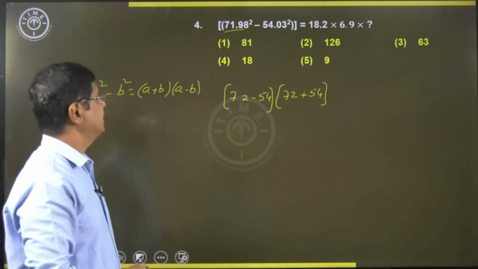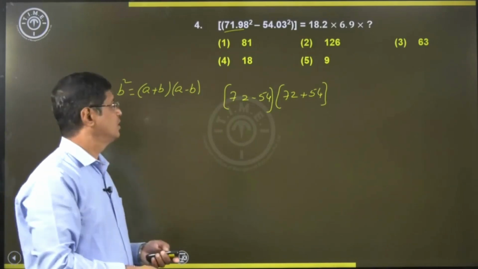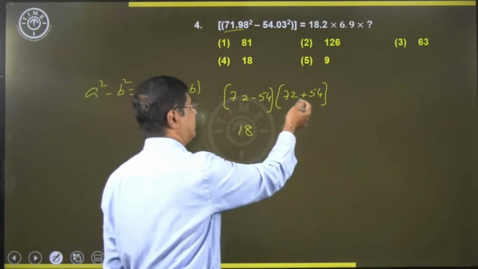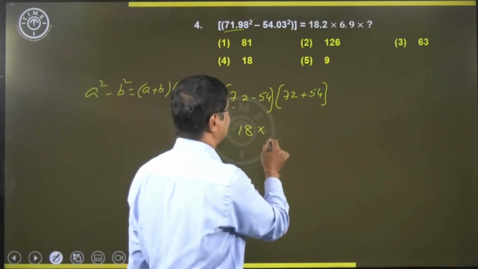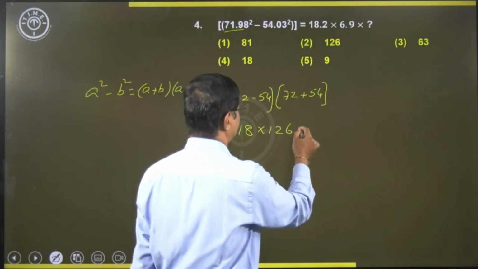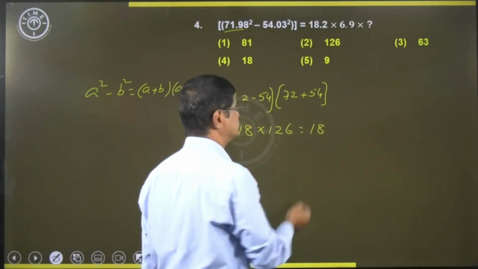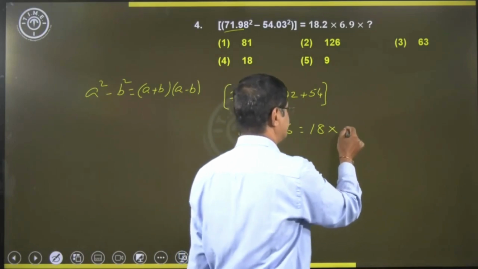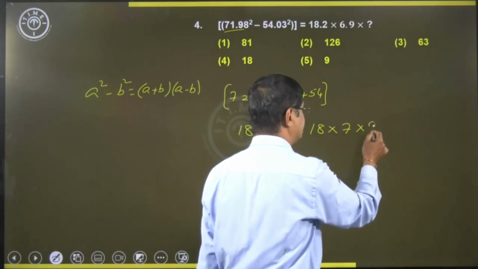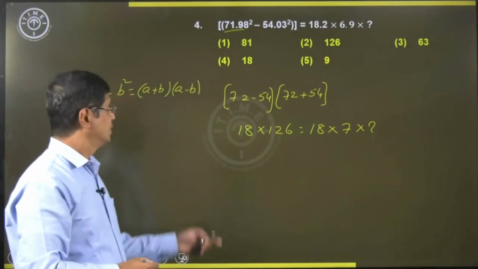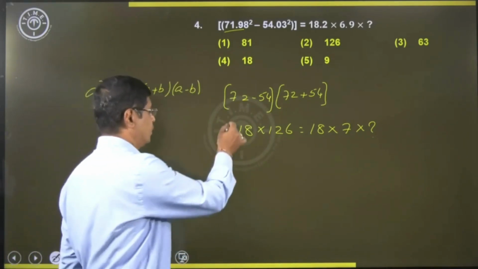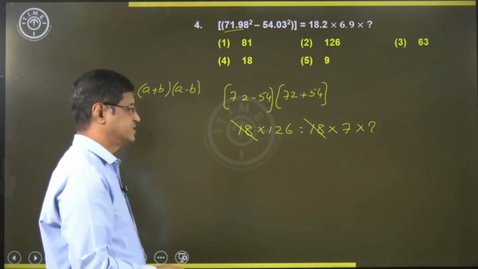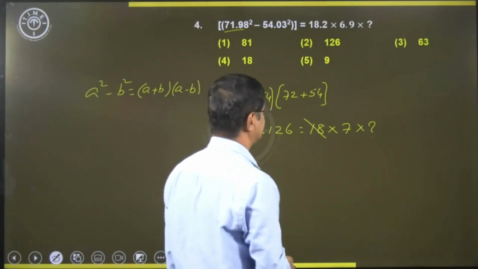71.98 square means 72 square approximately. So 72 minus 54. How much is the difference here? 18. By adding these two values, we get 126, which is equal to 18.2, which is close to 18, approximately 18, into 6.9, approximately 7, equal to question mark. Dear students, simplify this. We can cancel 18 and 18 directly. 7, how many times does it go in 126?